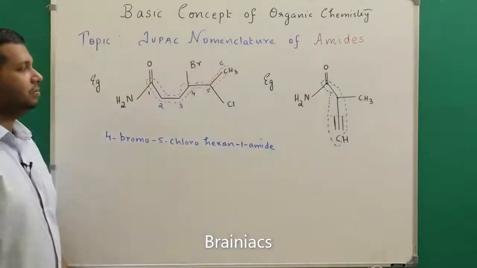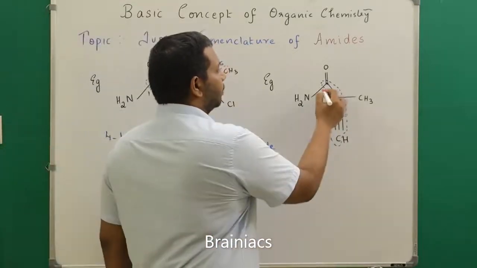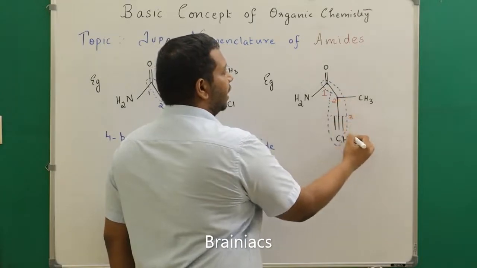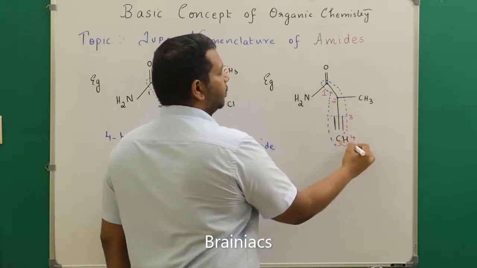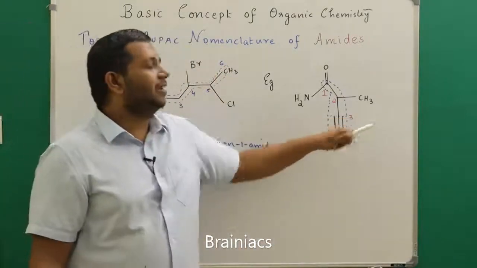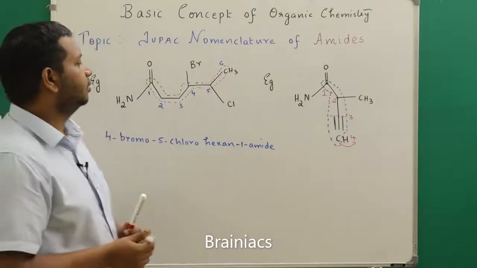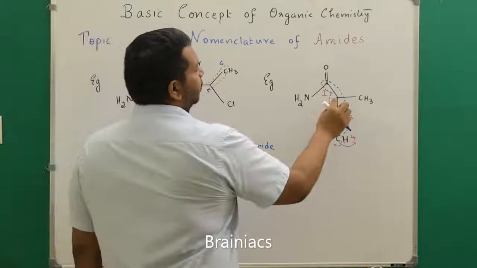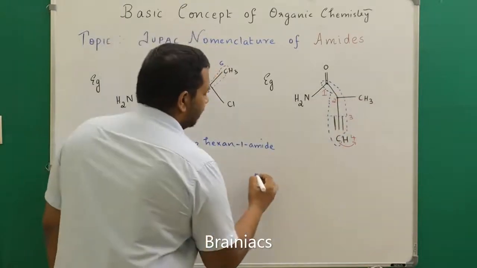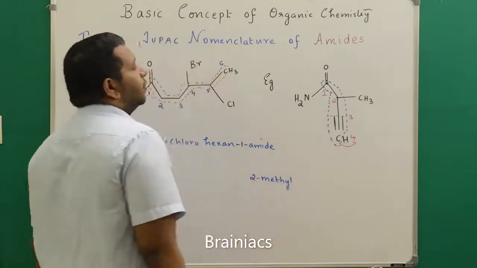Correct? Now I should number in such a way that the functional group gets the minimum possible number. So this should be 1, this should be 2, this should be 3, and this should be 4. This carbon atom should be 4. Correct? So don't forget this third one. Most of the students will forget that. Now again, what is the 2 degree prefix substituent? At the second position there is a methyl group. Anything else? Nothing. So I can say 2-methyl. Correct? 1 degree prefix is not applicable.